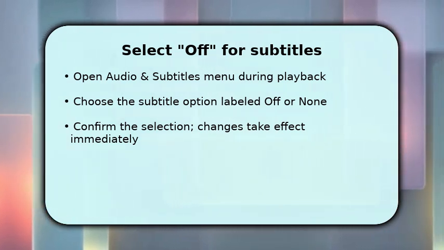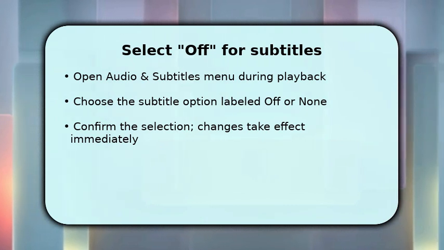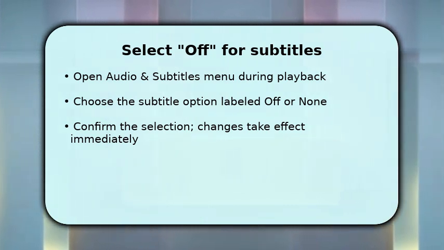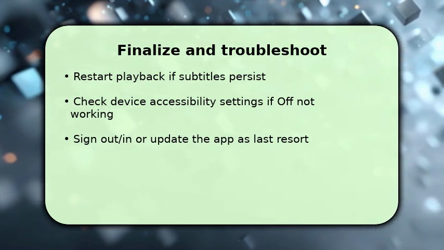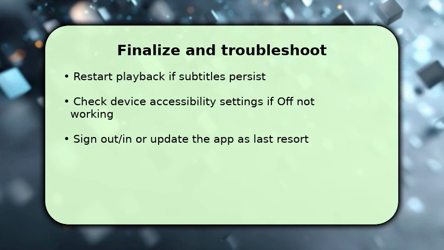You'll notice subtitles disappear right away because Netflix applies the setting instantly. If subtitles remain after selecting Off, stop the video and start it again. This often clears a stuck caption track.